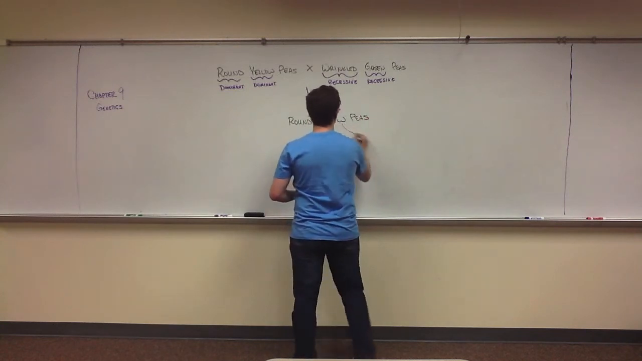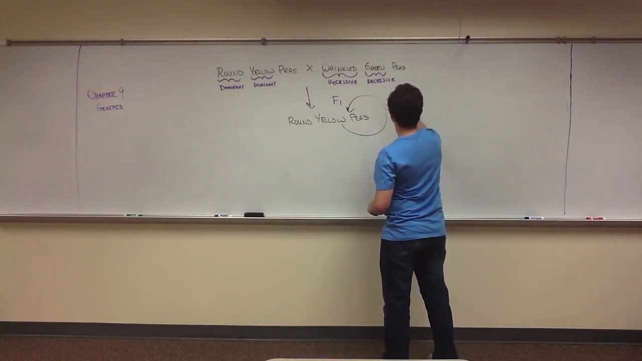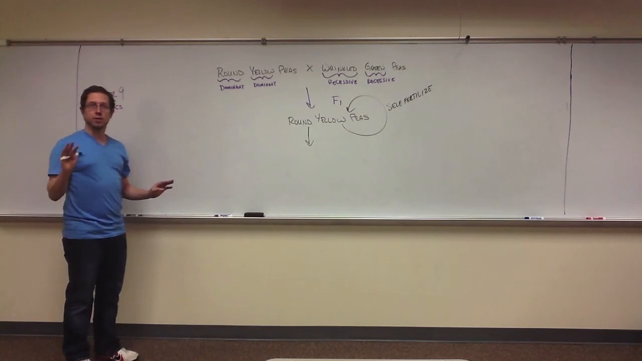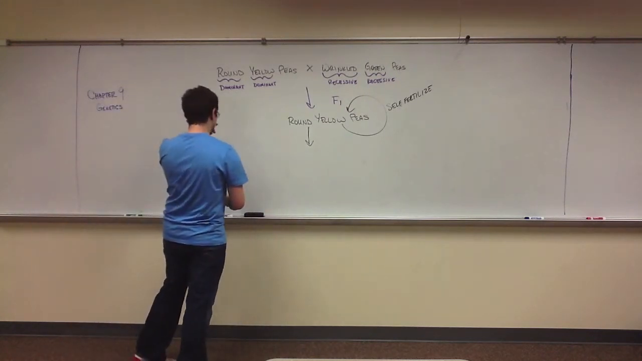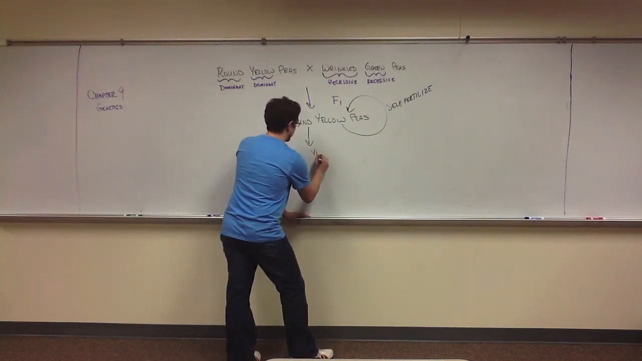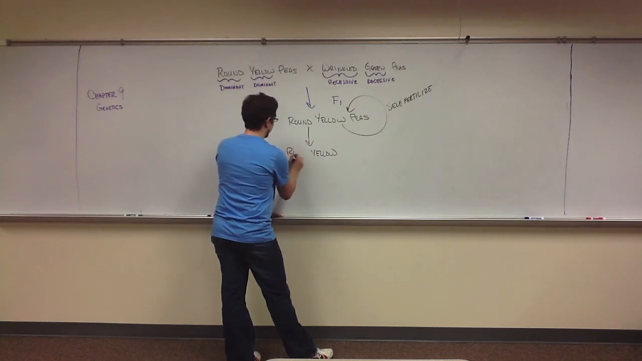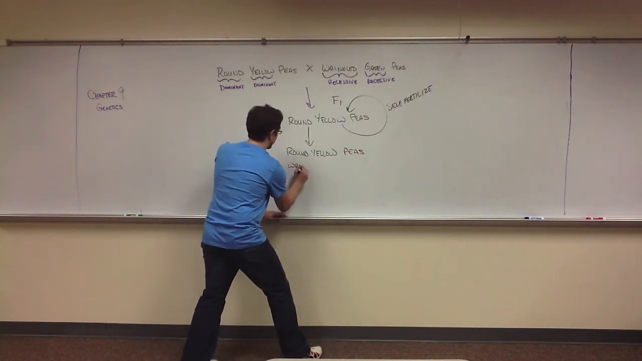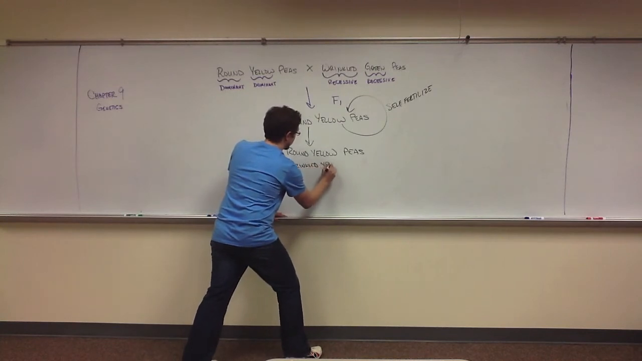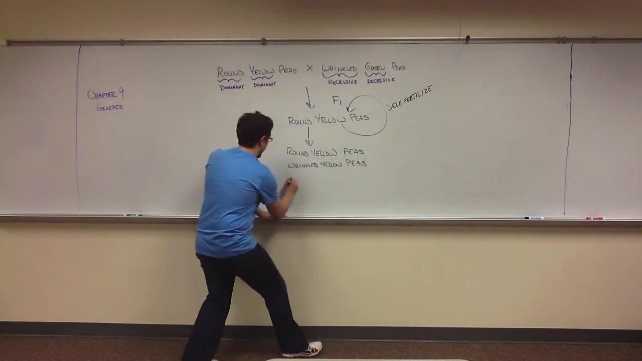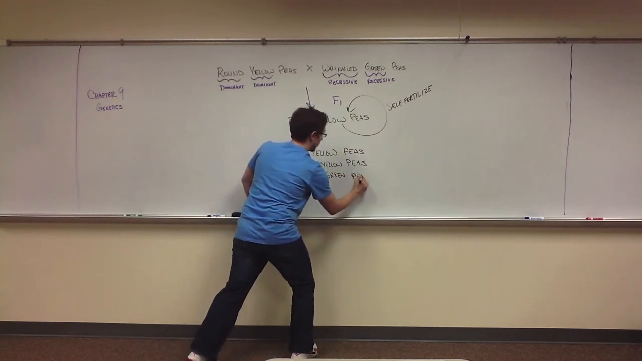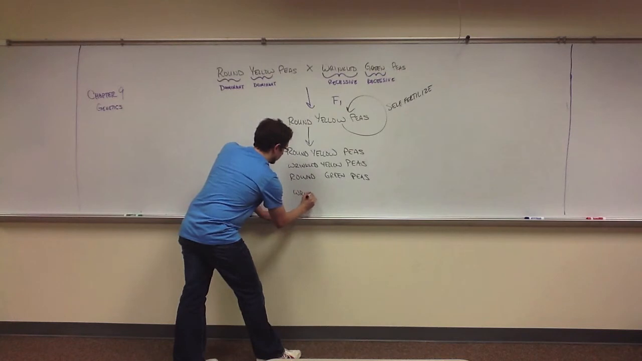And then what happens is we allow these to self-pollinate. So they self-fertilize. And the end result in the new population is we get 4 distinct phenotypes. Okay? Those 4 distinct phenotypes are as follows. We get yellow and round, just draw here, round yellow peas. We get wrinkled yellow peas. We get round green peas. And finally, we get wrinkled green peas.